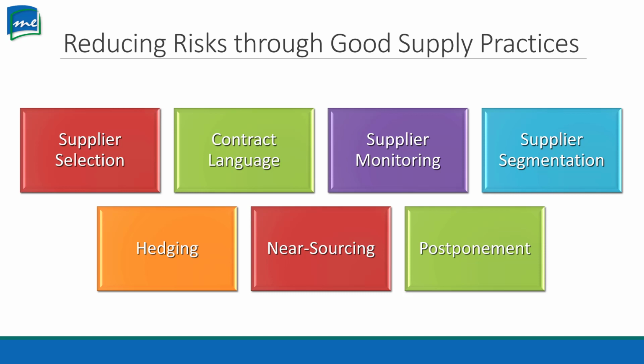But then you can also look at it as, do we really need to order this product now? Well, let's postpone it for a month and then we'll order it. You can do all these kind of different things. And these are good supply practices. You just have to evaluate when is the best time to use some of these, especially when you're doing hedging, near sourcing, and postponement. So look into these.